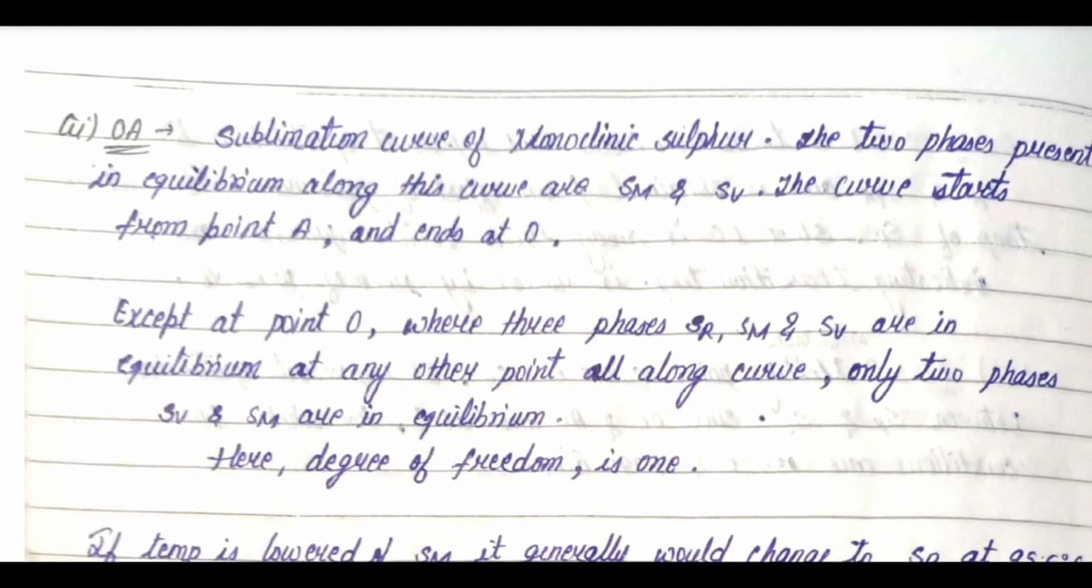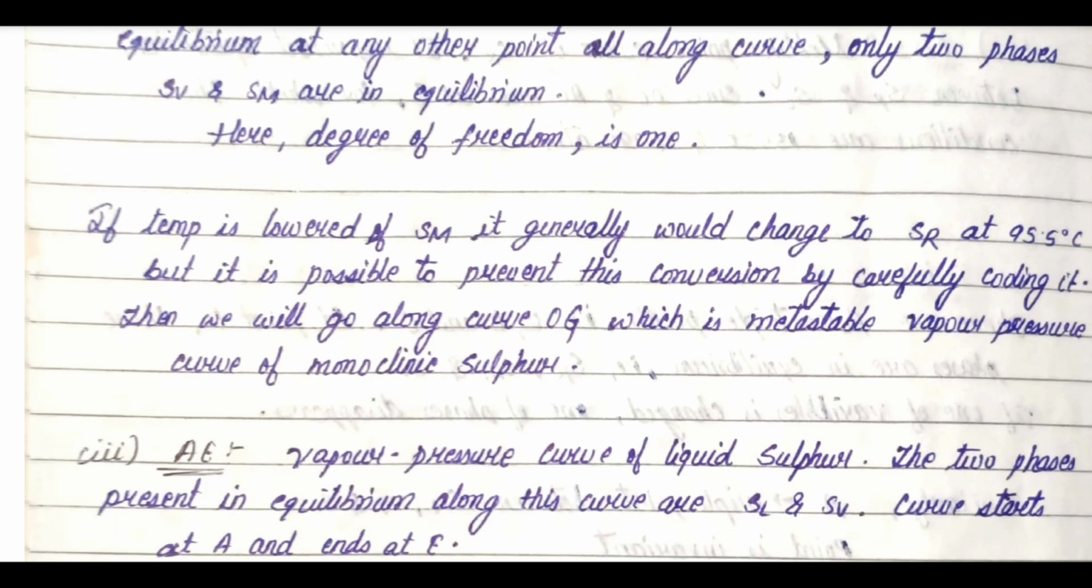Second, OA, the sublimation curve of monoclinic sulfur. The two phases present in equilibrium along this curve are SM and SV. The curve starts from point A and ends at O. Except at point O, where three phases SR, SM, and SV are in equilibrium, at any other point all along the curve, only two phases SV and SM are in equilibrium. Here, the degree of freedom is 1.